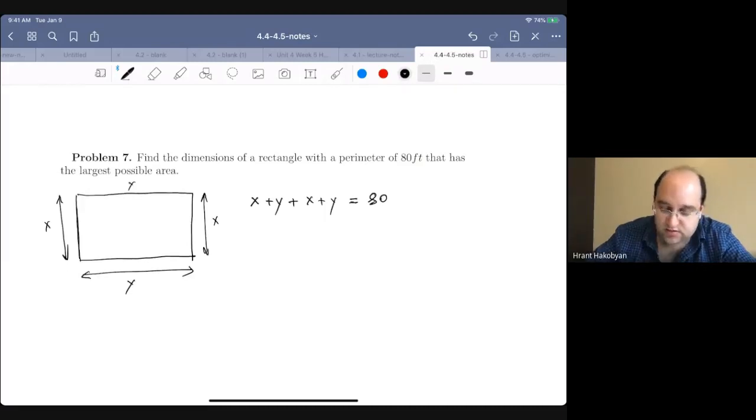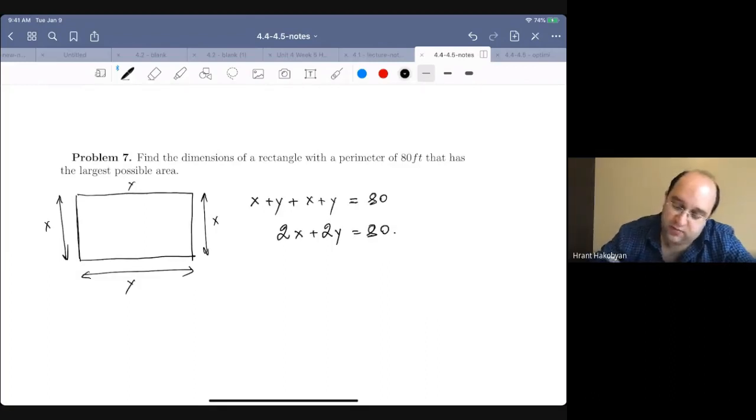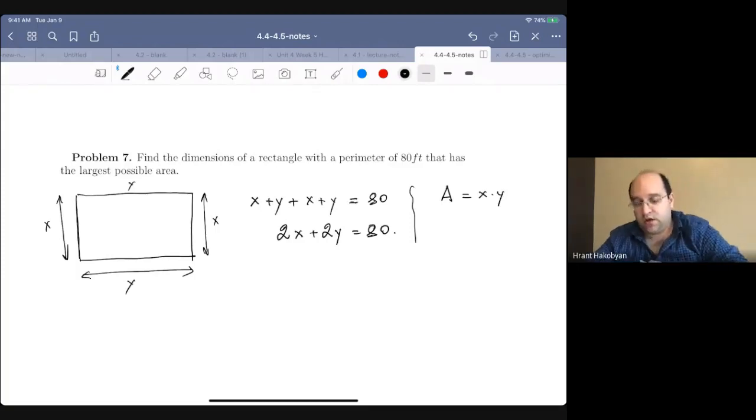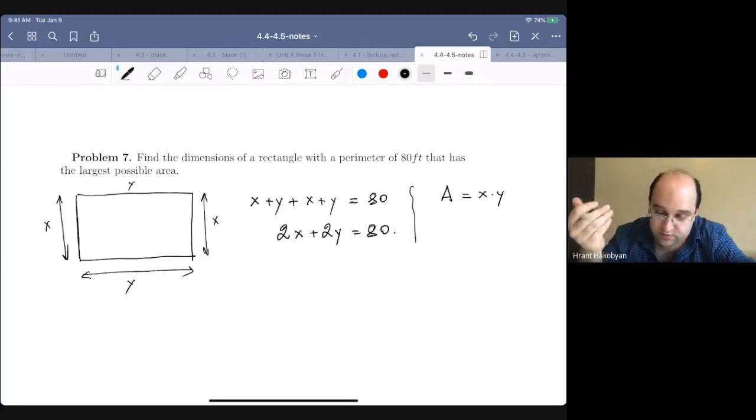Okay. So let's actually simplify a little bit. So this is equal to 2x plus 2y equals 80. Okay. Well, what's the question? The question is find the largest possible area. And what is the area? Area is x times y. Right? So we know that 2x plus 2y is a fixed number, and we want to find the largest possible area.